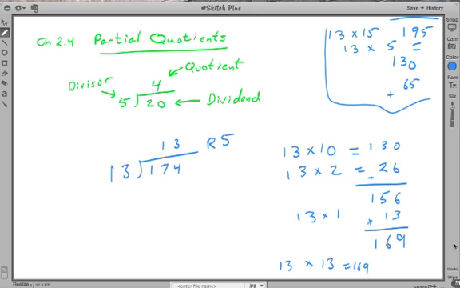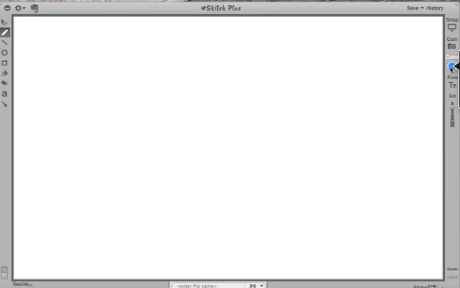Let's do a big one and just see what we get, and then we'll call this lesson finished. Let's do something like 412 divided by 18. That looks like 18 goes into 412 some number of times.